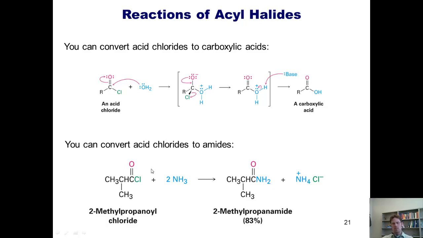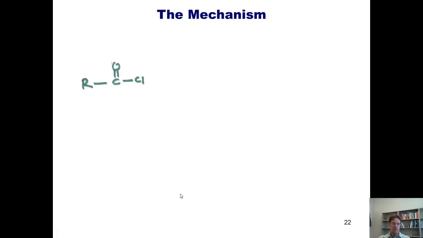We can also convert acid chlorides into amides, that is, replacing the Cl with an NH2 using ammonia. What is the mechanism of that? Well, you'll probably see a lot of repetition here. I have my acid chloride sitting there, and my ammonia, that is the lone pair on the nitrogen in ammonia, comes into this carbonyl carbon, thrusting the electrons up onto the oxygen.